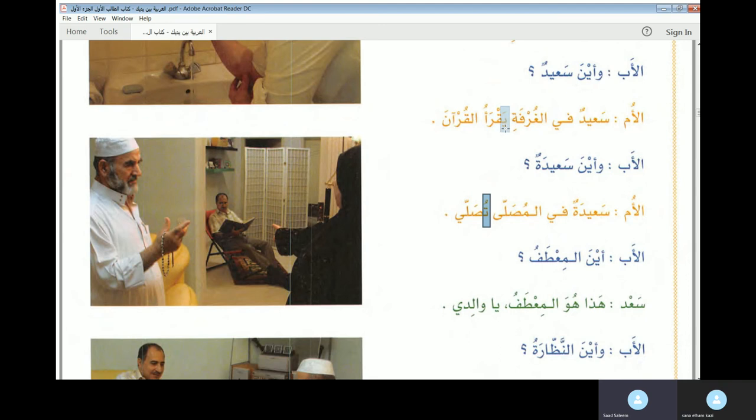Okay, note that for third person male we use ya. For third person female, singular, we use ta. So this is present tense. It is called fi'l mudari'. So in present tense, for third person male we use ya, and for third person female we use ta. Because here it's Sayyida, that's why ta. Sayyida is a female. But we're talking about third person, right? Yes, only third person singular. Okay.